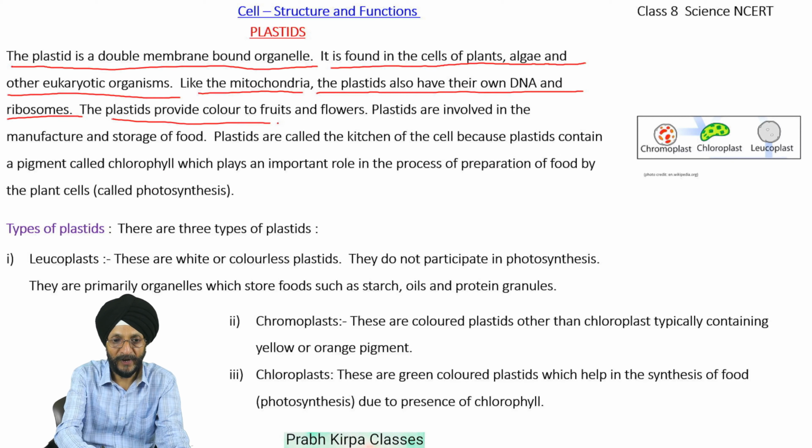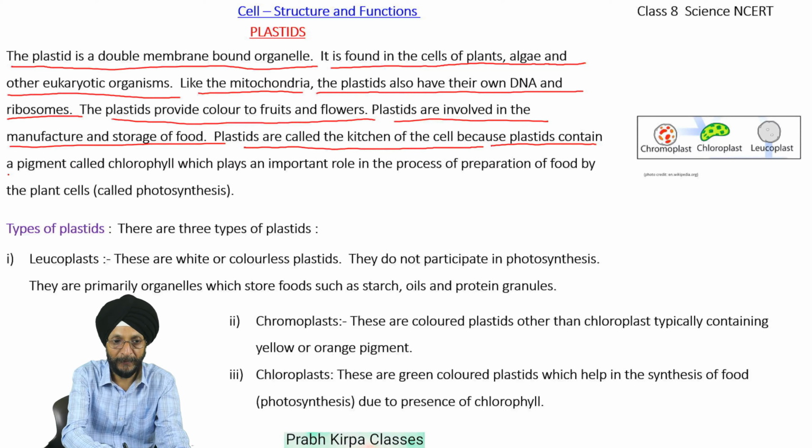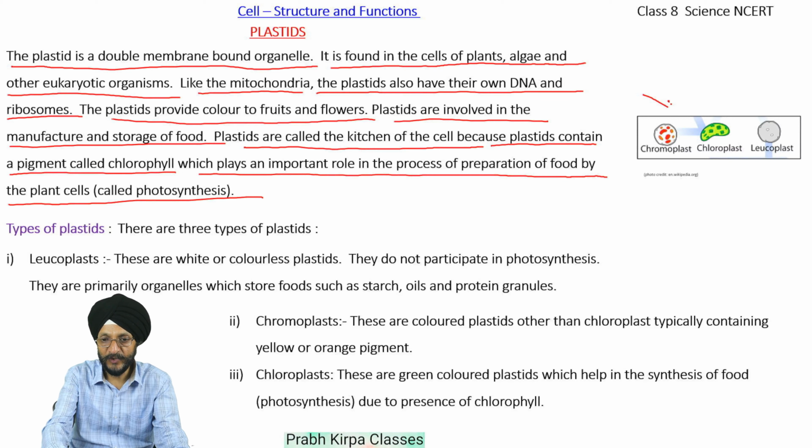The plastids provide color to fruits and flowers. Plastids are involved in the manufacture and storage of food. Plastids are known as the kitchen of the cell because plastids contain a pigment called chlorophyll, which plays an important role in the process of preparation of food by the plant cells, called photosynthesis. From the picture, you will see that the plastids are of three types: chromoplast, chloroplast, and leucoplast. We will discuss them one by one.